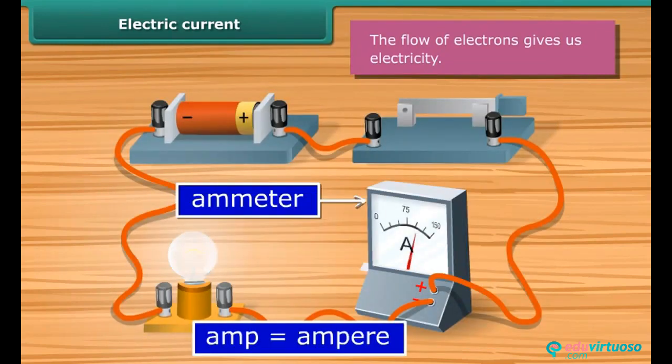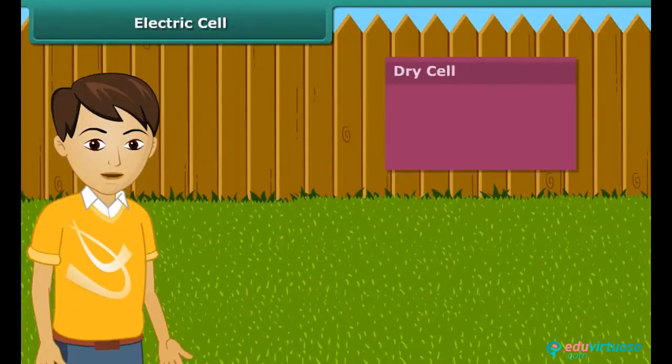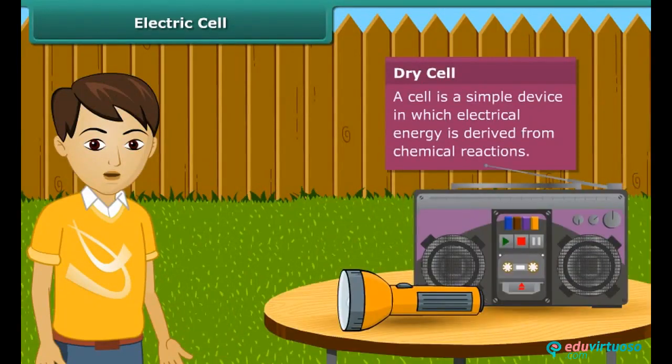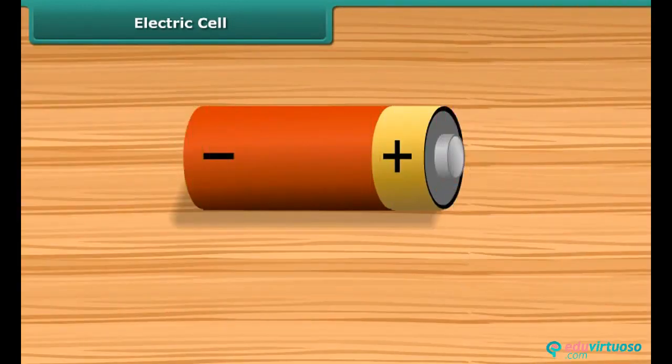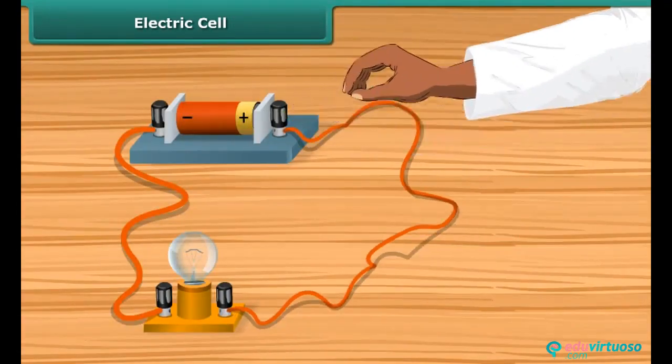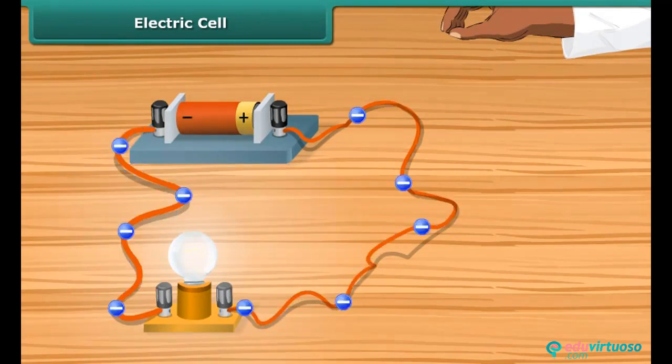Electric current is measured by an ammeter. A dry cell battery used in a torch or transistor radio is a source of electric current. Every battery has two terminals marked plus and minus. When a metallic wire connects these two terminals, the electrons resulting from chemical reaction start flowing through the wire, constituting an electric current. These electrons flow from the negative to the positive terminal. Thus, a cell is a simple device in which chemical energy is changed into electric energy.